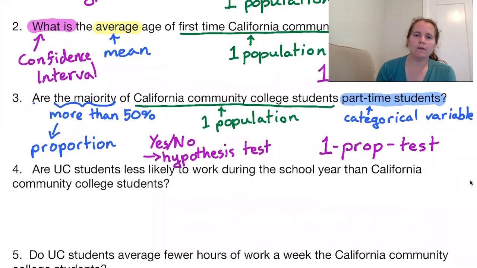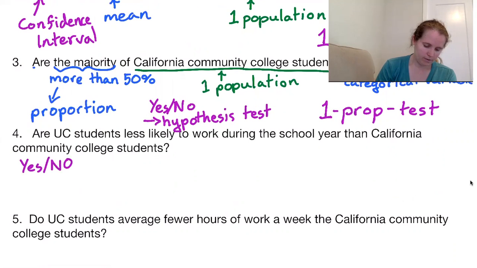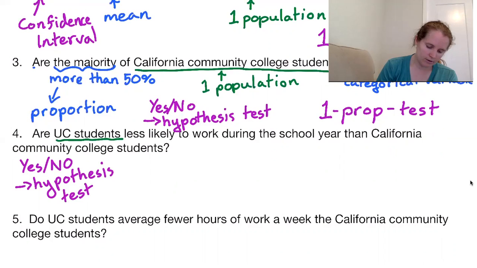Next up, are UC students less likely to work during the school year than California community college students? So again, this is a yes/no question. So we are doing a hypothesis test. This time around, we have UC students, and they are being compared to California community college students. So we have two populations.